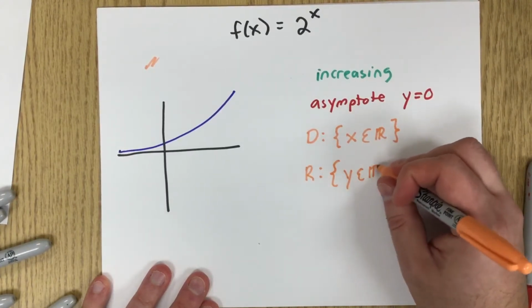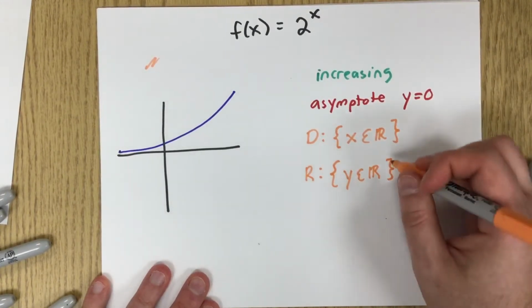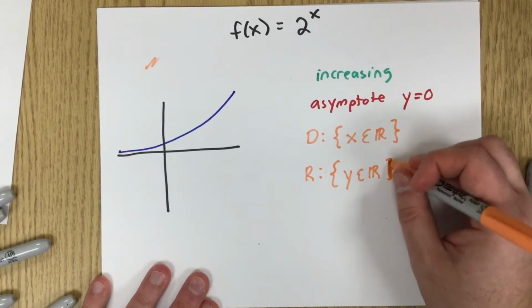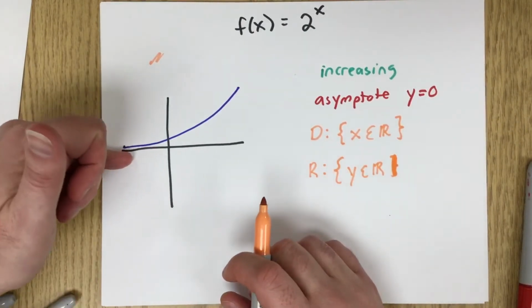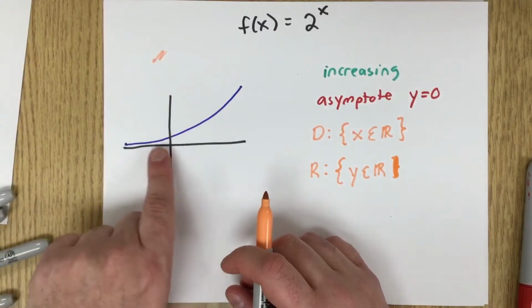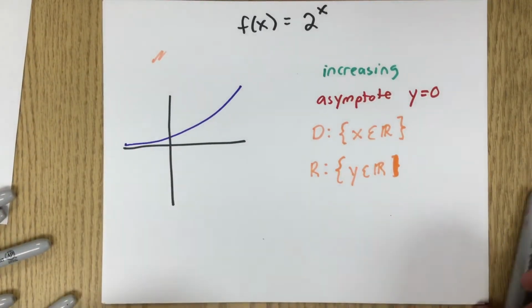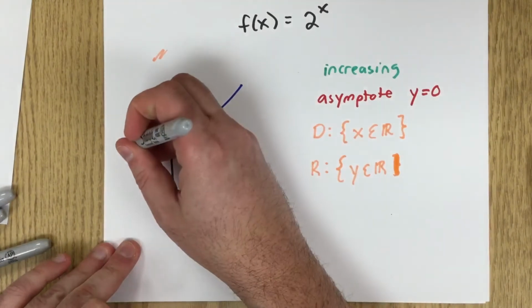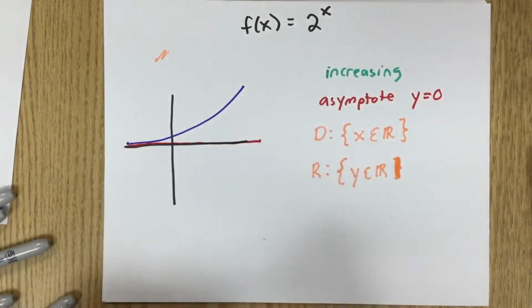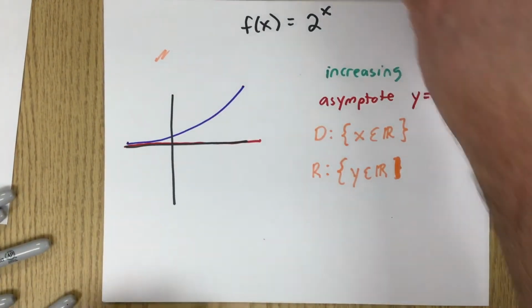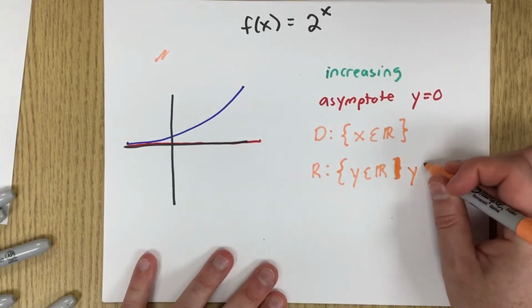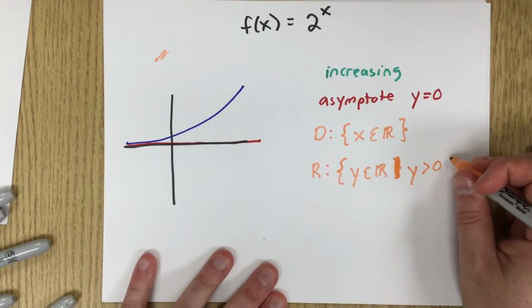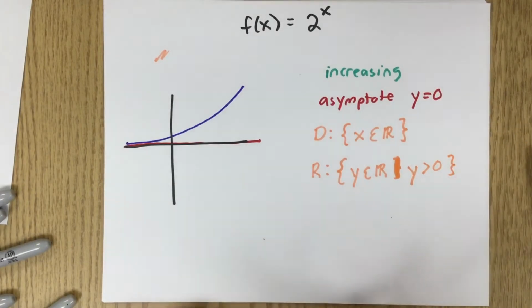all real numbers such that, so that's 0. And you notice it has to be obviously bigger than 0. And because this is an asymptote, over here we have our asymptote, so it never actually gets to this line. So it's never equal to 0, but it's going to be close to 0. So we say that y is a real number such that y is bigger than, but not equal to 0. And that's the range.